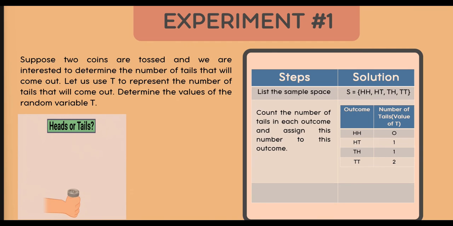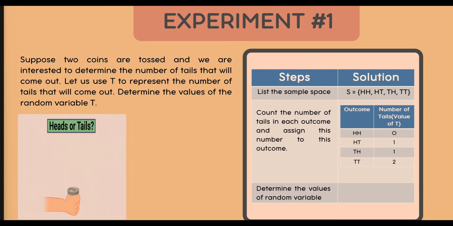So there are two columns in the table. The first column is for the outcome, which is the set of all possible outcomes, or the sample space, and the second column consists of the number of tails, or how many tails there are in one sample point. For example, HH has 0 tails, HT has 1 tail, and so on.